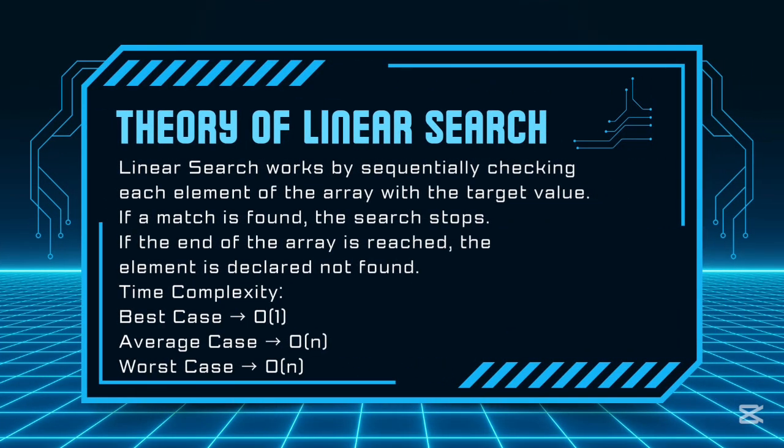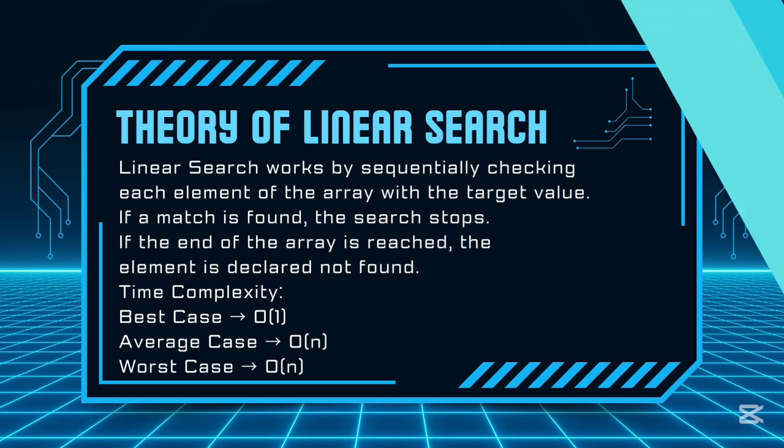This slide covers the theoretical foundation of linear search. As a quick review, linear search is a straightforward algorithm that works by sequentially checking each element of an array with the target value until a match is found. In terms of time complexity, the best case is big O of 1. Both the average case and the worst case complexity are determined to be big O of n.